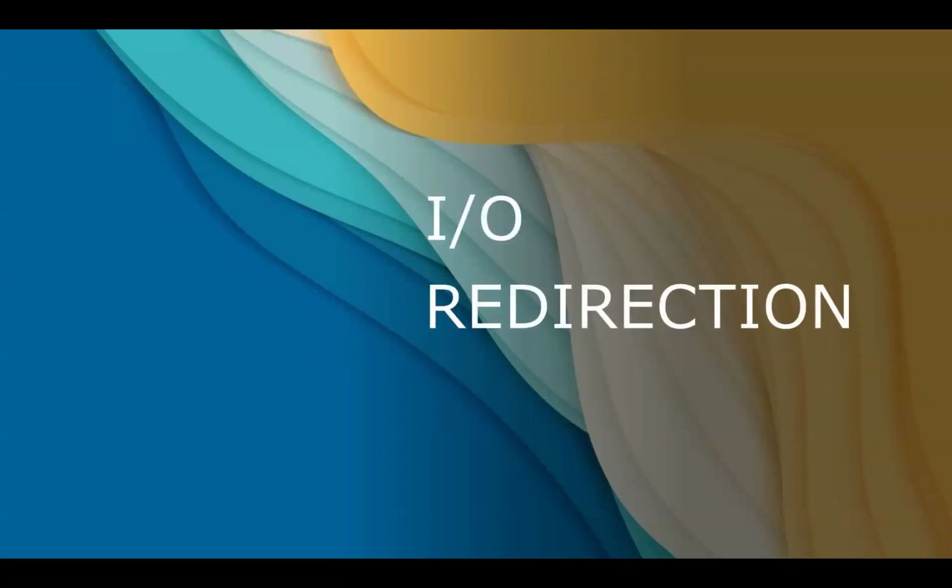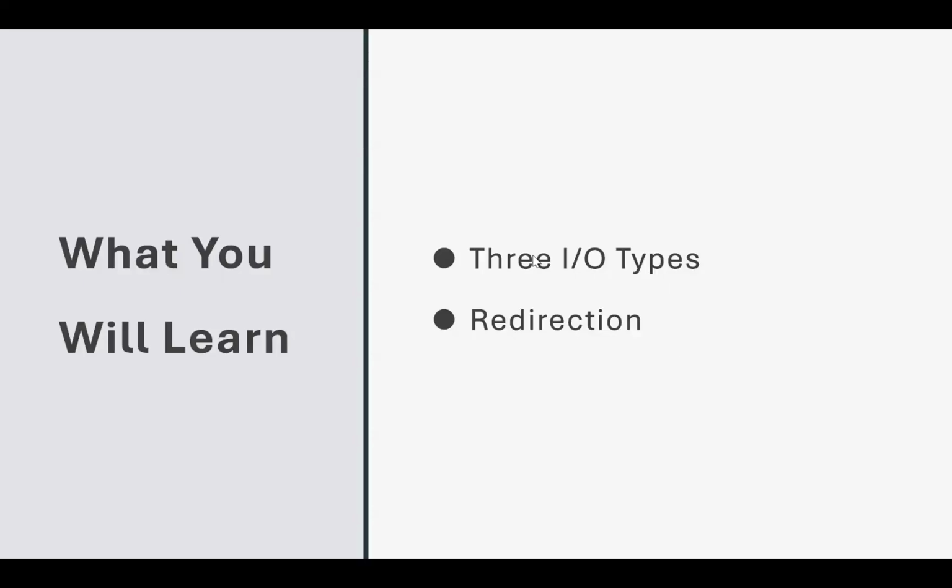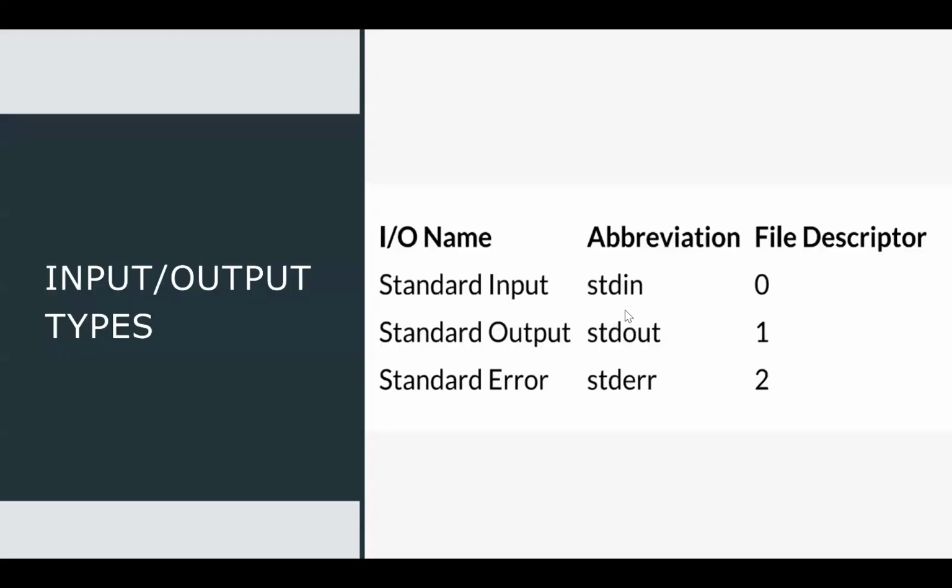In this lesson, we'll be talking about different types of I/O, input and output, redirection, and how to redirect to input and output files. There are three default types of input and output: standard input, standard output, and standard error. By default, standard input comes from the keyboard, and standard output and standard error are displayed to the screen.